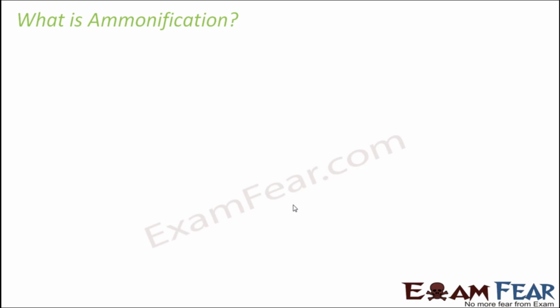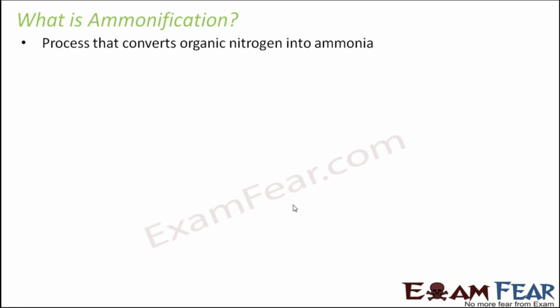And finally, the last process, which is ammonification. So what is ammonification? It is the process that converts organic nitrogen into ammonia. Now, you might feel that ammonification suddenly came out of the way, because we almost completed one cycle. Atmospheric nitrogen got converted into ammonia by nitrogen fixation, then ammonia to nitrites, then nitrates by nitrification, then nitrates back to atmospheric nitrogen by denitrification.